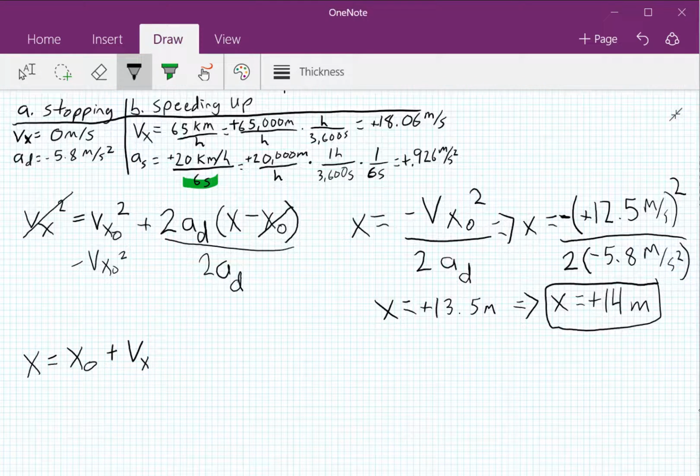plus vx initial multiplied by time plus 1/2, and it says acceleration in the x. Now in this case, the acceleration is the speeding acceleration, so just write a with a subscript of an s, and then you have t squared. Okay, now that's the equation that we have to work with. Keep in mind that the position that you start with is 0. That's your reference, so we can take that out.